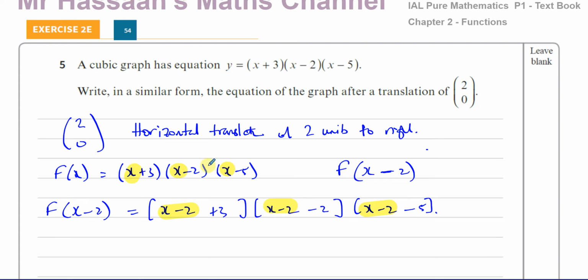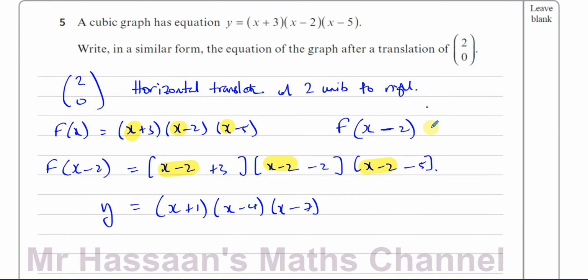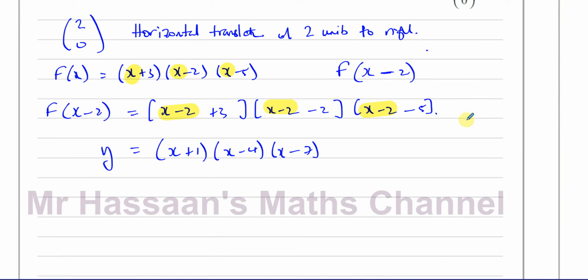So let's now simplify that. That's x minus 2 plus 3, which is x plus 1, and that's x minus 2 minus 2, which is x minus 4, and x minus 2 minus 5, which is x minus 7. So you end up with this as your new equation. They don't want to express it in the general form for cubics. They want to express it in a similar form, already factorized. So that's the answer to this question.